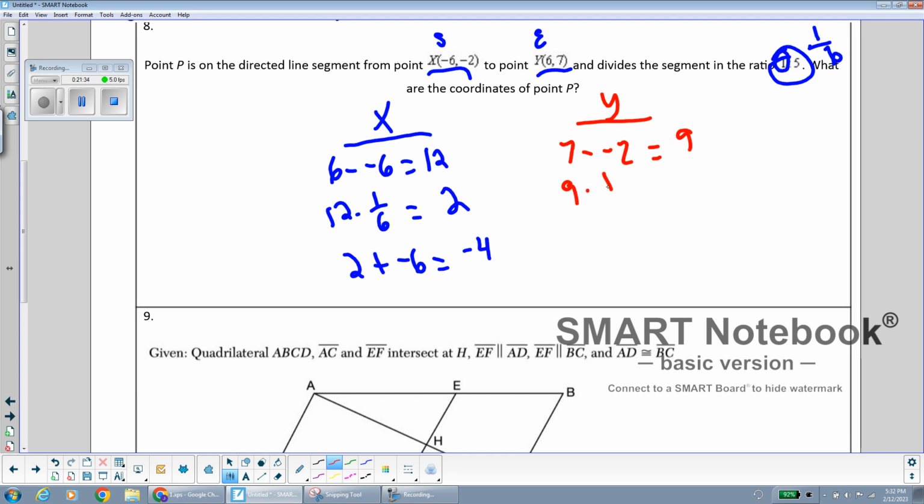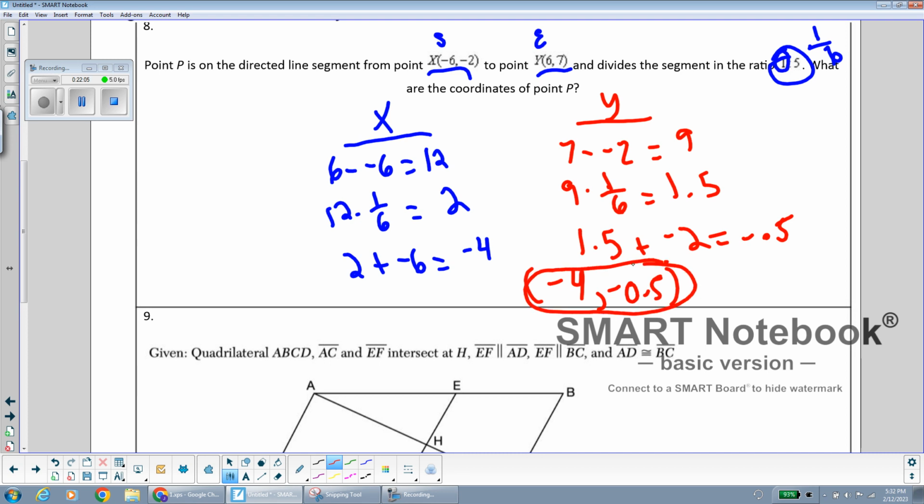I'm going to multiply by the fraction. Oh, that doesn't work out too nicely. What's 9/6? 1.5. That's not as bad as it could be. And then add my starting y coordinate. So my y coordinate of my start point is -2. 1.5 plus -2 is -0.5. So we have -4, -0.5. And that is the point that divides the line segment in the ratio of 1 to 5.